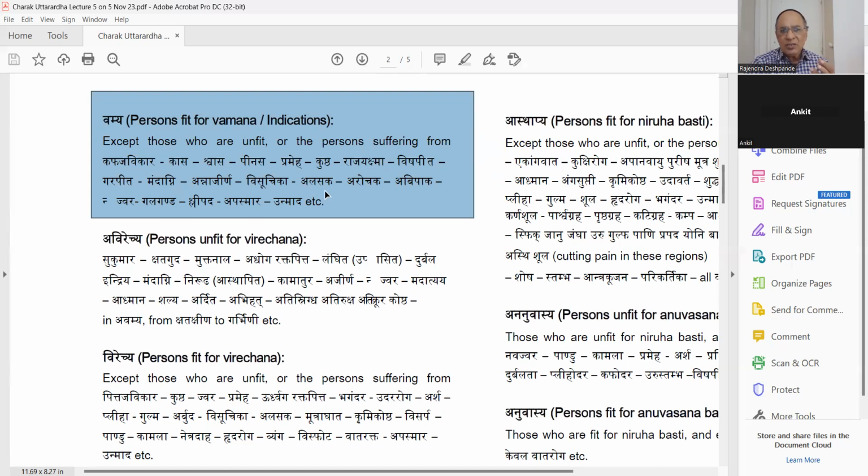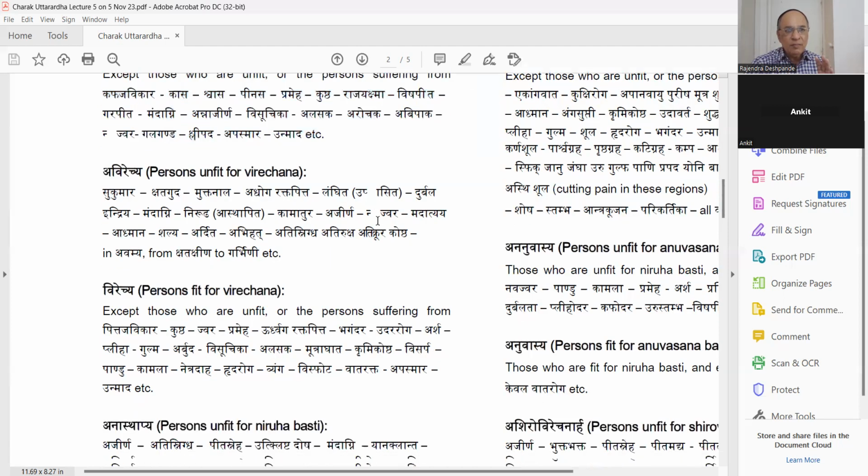Ajirna, Visuchika, Alasaka, these are the loose motion type problems that basically originate from indigestion. Arochaka, anorexia, Avipaka, non-digestion. Then Navajvara, Galaganda, like thyroid problems, Shlipada, filariasis, and Apasmara and Unmada. If the problems are because of Strotorodha and Ama and indigestion and faulty metabolism, then you can give the Vamana. Basically, Kapha predominance should be there, no Vata and no Pitta predominance.